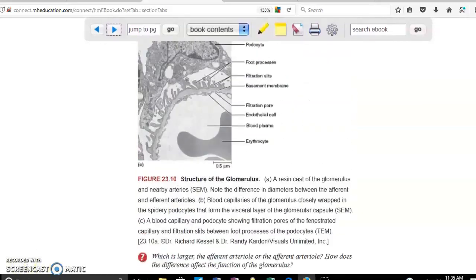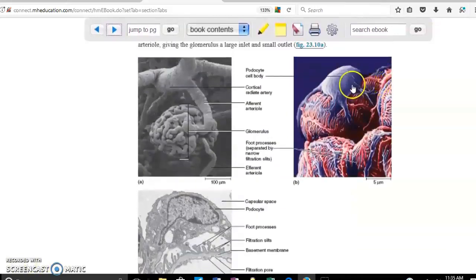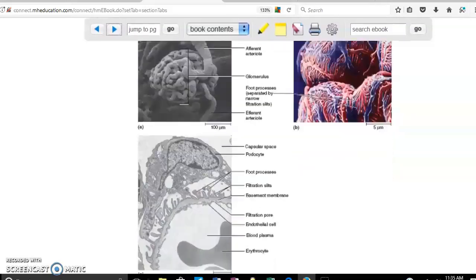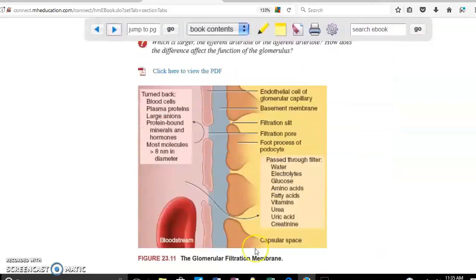Let's scroll up to see the podocytes right there. This is a podocyte. You see, this has these finger-like extensions that are going to wrap around the capillary, therefore being part of the filtration membrane. And those extensions are these ones right here.